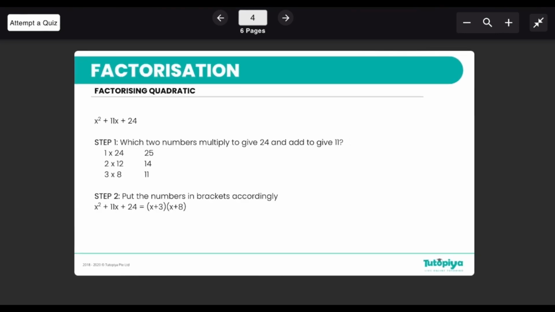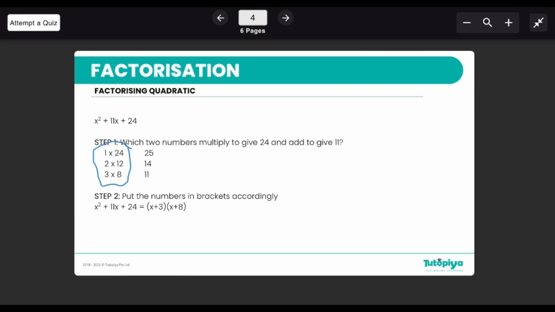And if you have what we call a quadratic expression like this, x squared plus 11x plus 24, where you have three terms, and the number in front of the x squared is just a 1, right? Then what we need to do to identify and factorize this is find numbers that multiply to give you the constant term and add to give you the middle term. So in this case, I need numbers that multiply to give me 24, but add to give me 11.